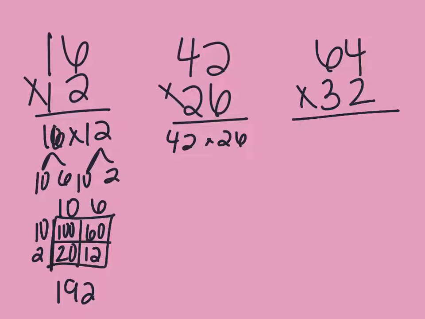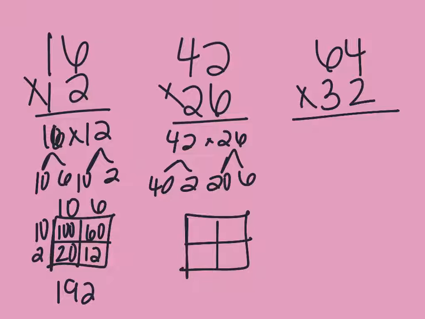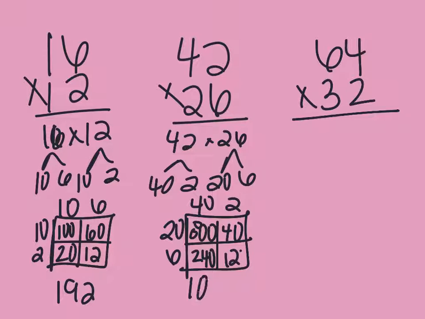Next, we will take this one, 42 times 26. Make our box, 40 and 2, 20 and 6. And we will take 840, 240, and 12. And that equals 1092.